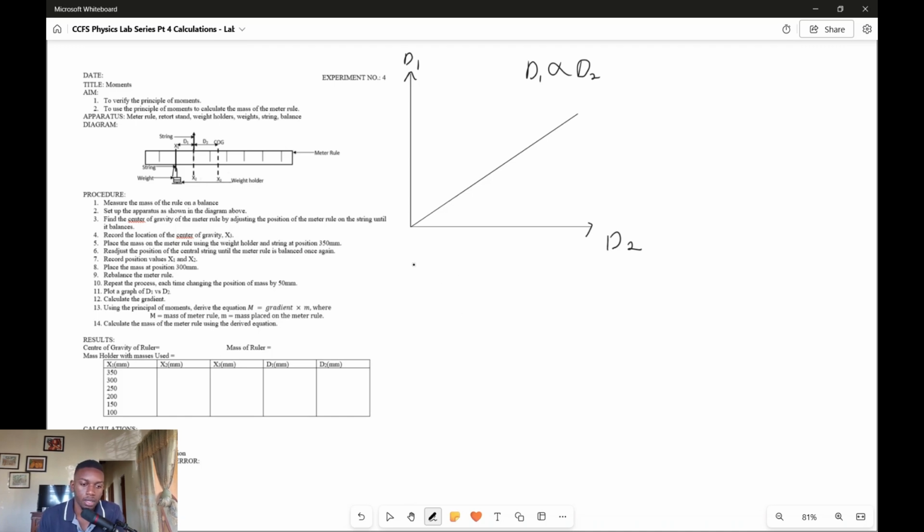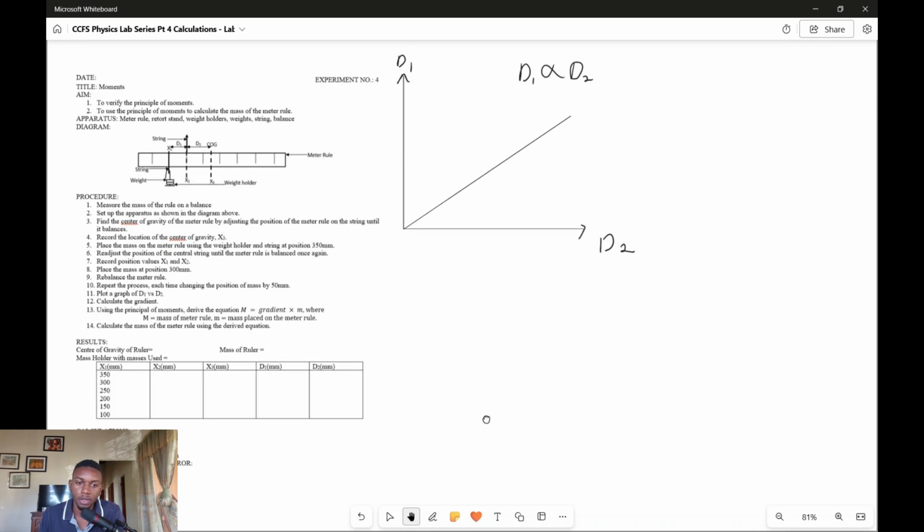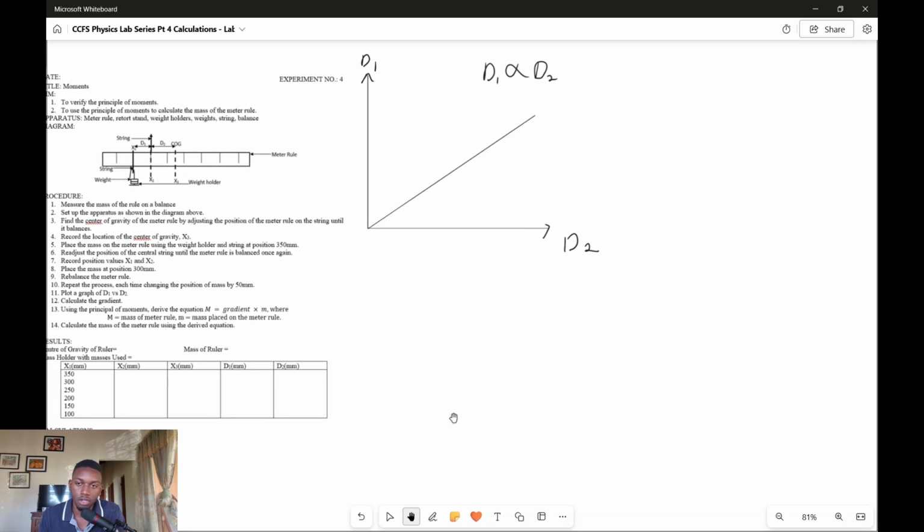We've got to go through this a little more slowly. Now on the physics half of this, we have to use some real physics. We have this setup. We have D1 and we have D2. Observe these things, they are important. And it says, using the principle of moments, derive some equation.